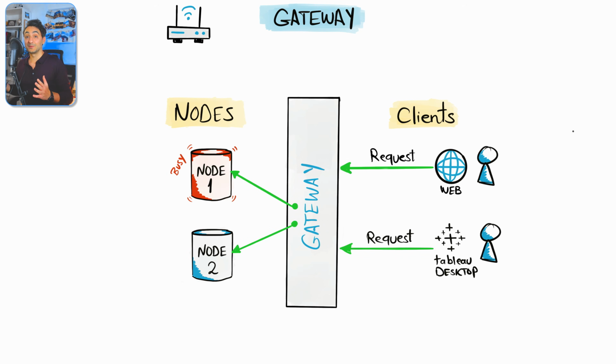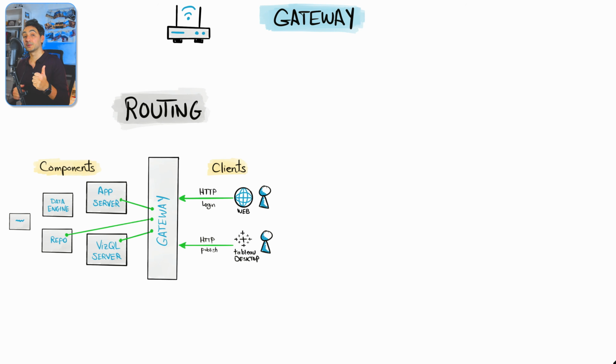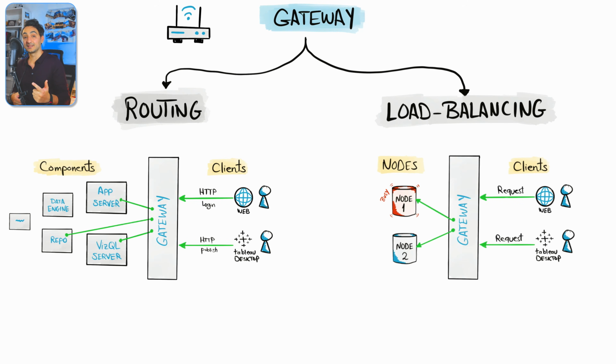Alright, so the gateway in Tableau Server is like a distributor that knows everything. You know someone like that? Let's just say I know a guy who knows a guy who knows another guy. So the gateway has two tasks. First, it routes the client requests to the right component, and second, it does load balancing if you are running Tableau Server in a distributed environment.